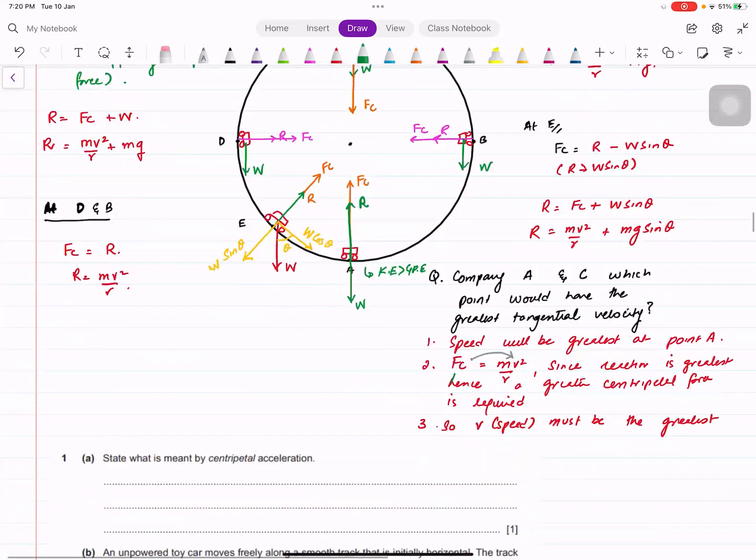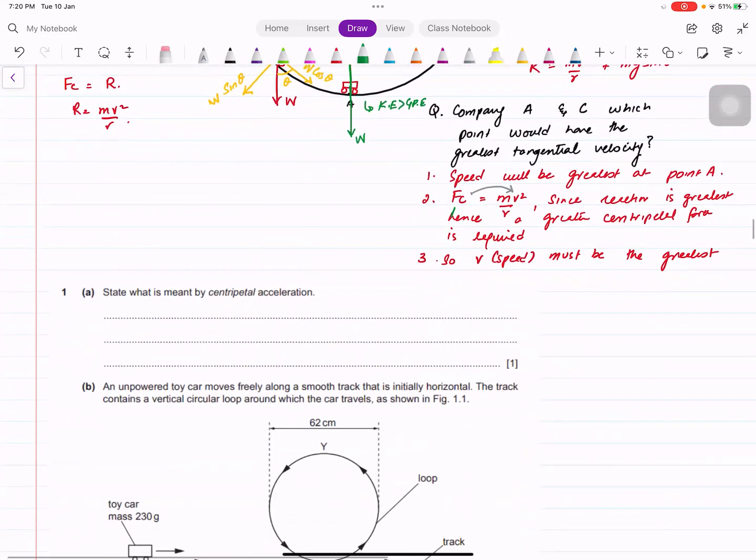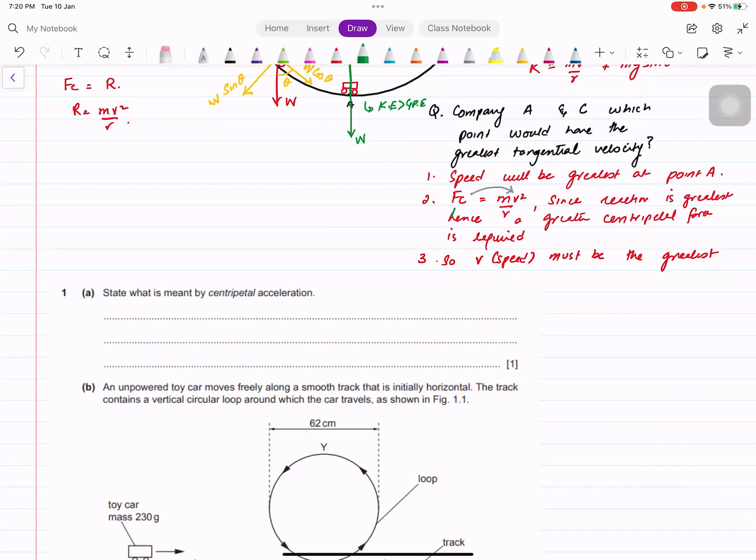So going to the question. Now, this question says, what is meant by centripetal acceleration?